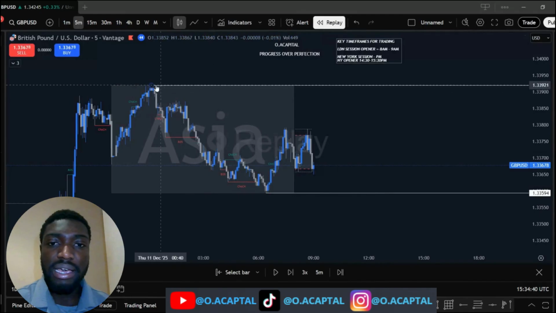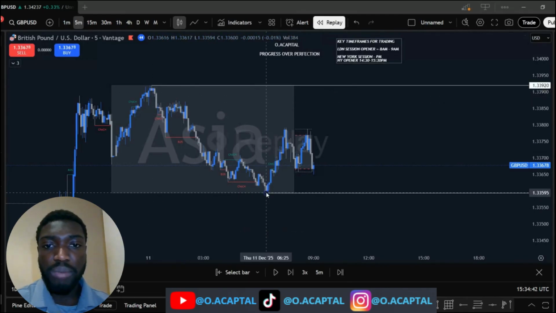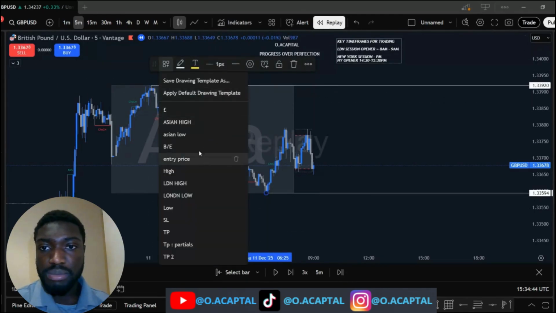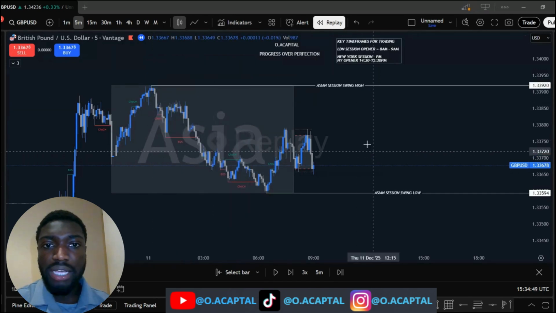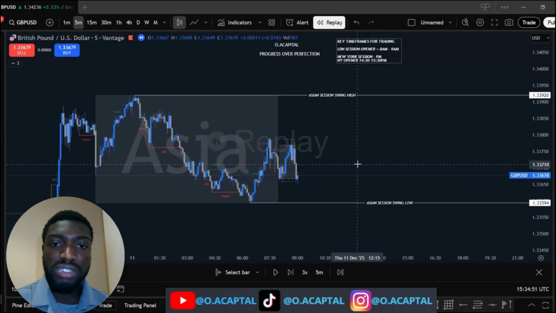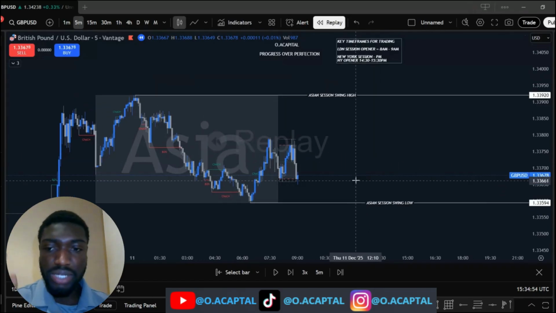So we can see here, this is the Asian high we've marked out. This is the Asian low. So let me just mark that out here, and then the Asian high. One thing that London always does is look for the nearest liquidity to take out.